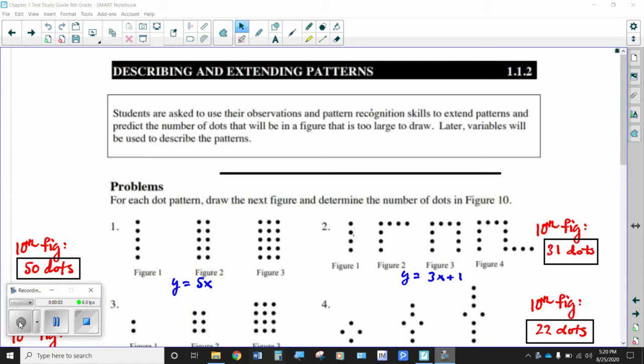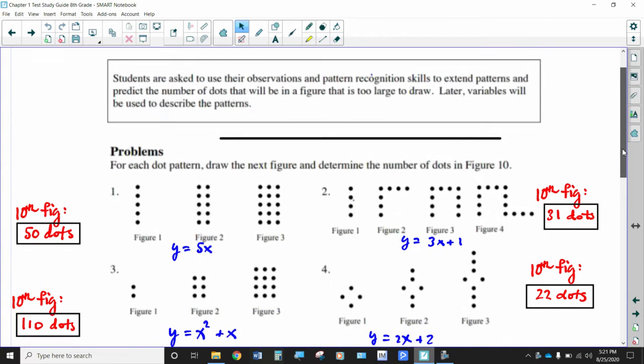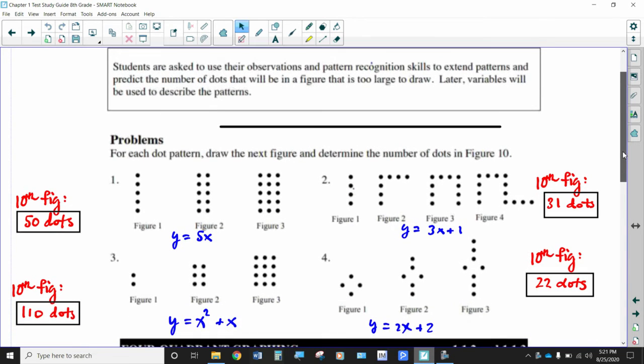Alrighty, taking a quick look at the study guide. I'm not going to go into too much detail on these finding patterns kinds of problems because it's not on the test. You are going to be given a lot more practice with this in a later chapter, and you're going to be assessed on it later. Right now, you can just check and see how well you did, if you understood it.